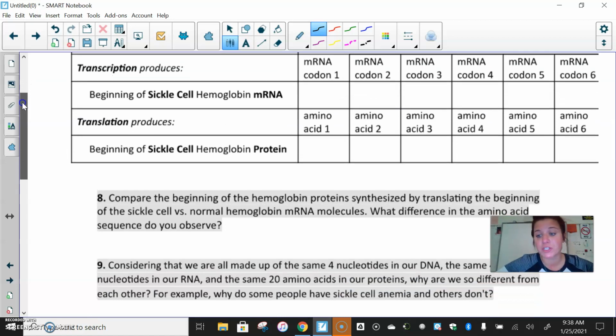That's why we're talking about transcription and translation before we talk about mutations and what happens when there's a mistake in your DNA.